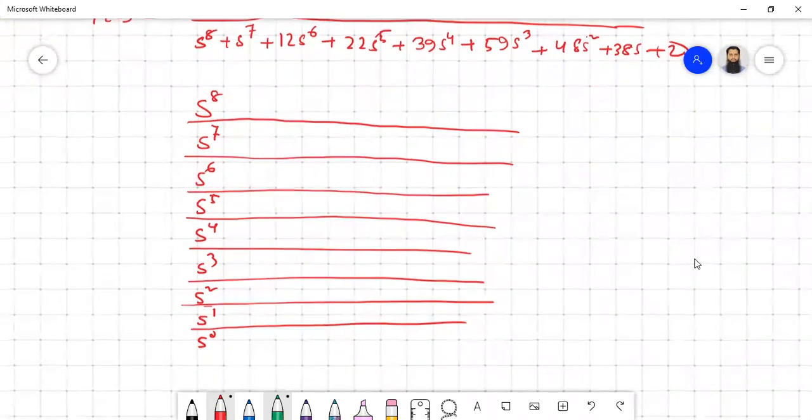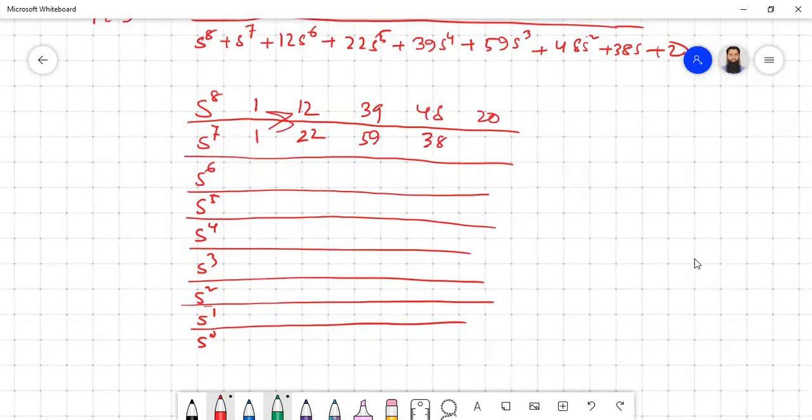Okay, next is to fill up the table. The table is basically 1, 1, 1, 12, 22, 39, 59, 48, 38, and 20. Now, again, you fill up from the s to the power 8 row. So 12 minus 20 is 2. That is 10 divided by 1 is 10. And 39 minus 59.